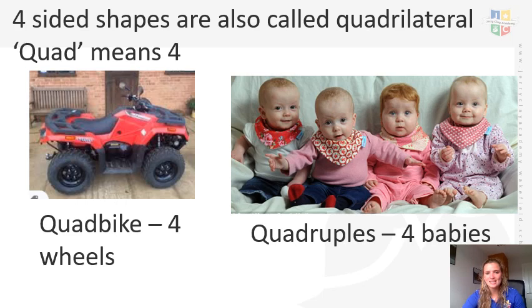So 4-sided shapes are also called quadrilaterals. So quad means 4, so we have things like a quad bike because it has 4 wheels. We have quadruplets, so just like you have twins that have 2 babies, quadruplets are 4 babies born at the same time. So we've got quadrilaterals, which are all 4-sided shapes. So things like a kite, that is still a quadrilateral because it is a 4-sided shape. So there are some of the examples of quadrilaterals.